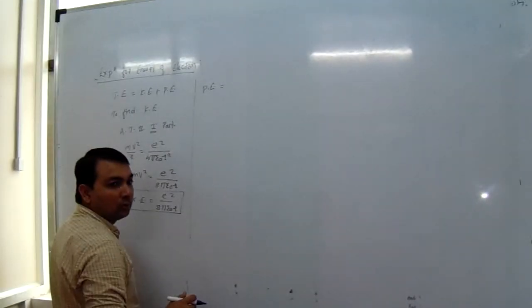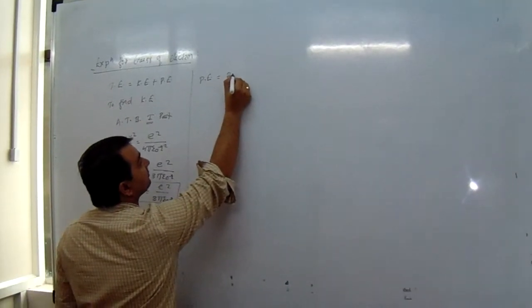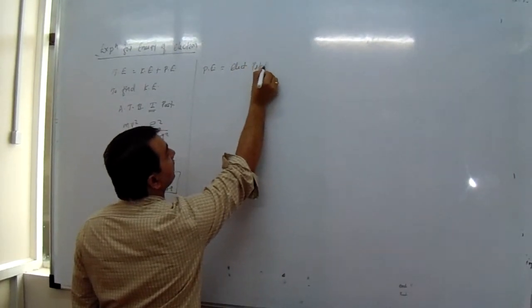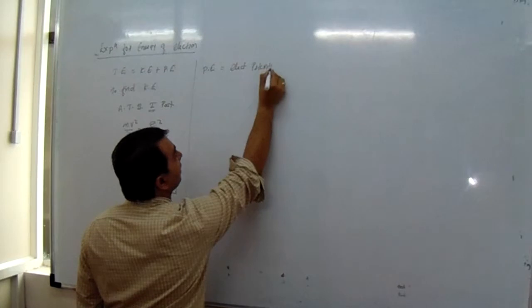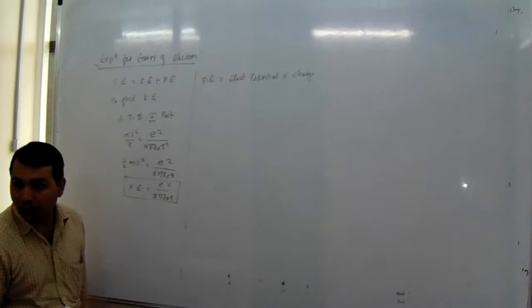Now, this is the expression for what? Kinetic energy. So we can say that kinetic energy is equal to e² upon 8πε₀r. This is the expression for kinetic energy. Now let us derive the expression for potential energy. All of us know that potential energy is equal to charge into electric potential.